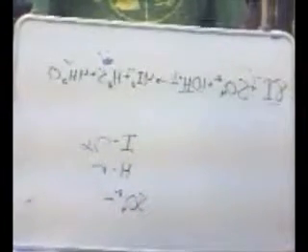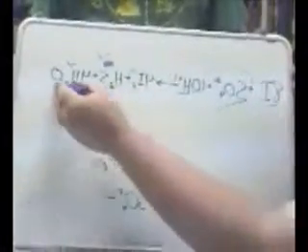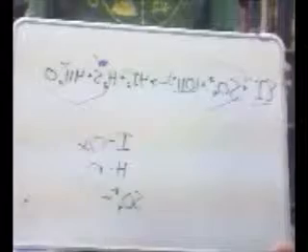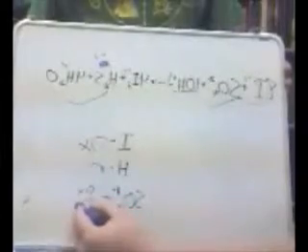Now, the oxidizing agent and the reducing agent are both SO4 2 negative, because SO4 2 negative is being broken up between the two substances that were reduced and oxidized, making it both the oxidizing agent and the reducing agent.